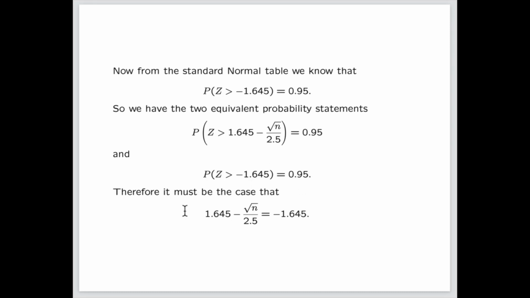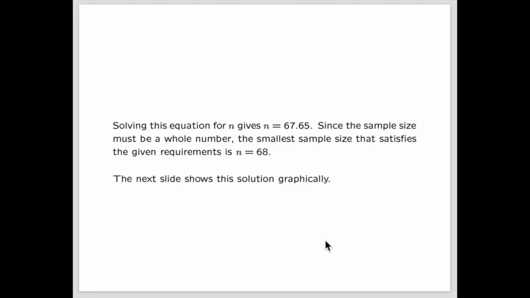And so these two equalities give us the constraint equation that must be satisfied and that we can solve for n. You see, we have one equation and one unknown, the one unknown being n. And so when we solve this for n, we get n equal to 67.65. Now, since the sample size must be a whole number, we can't have a fractional sample size. The smallest sample size that satisfies the given requirements is n equal to 68.